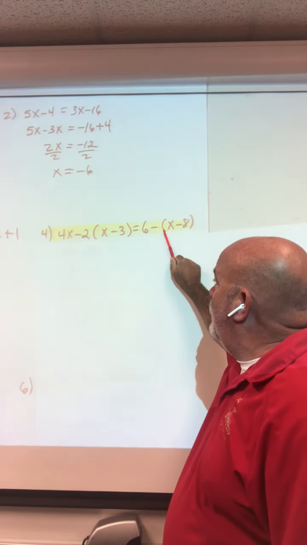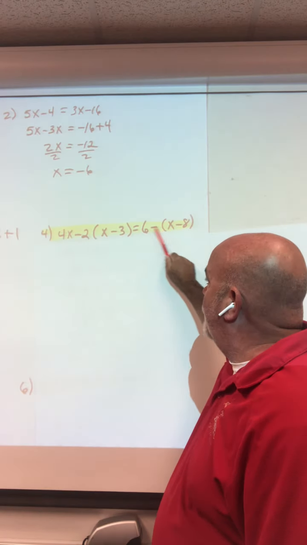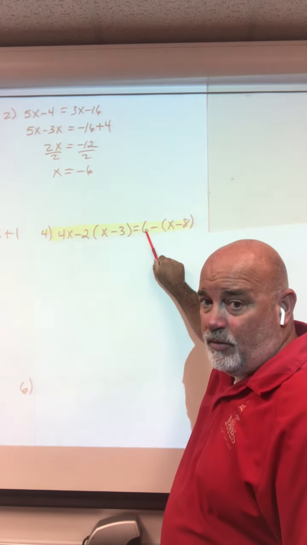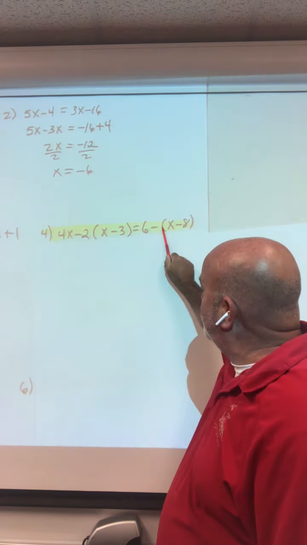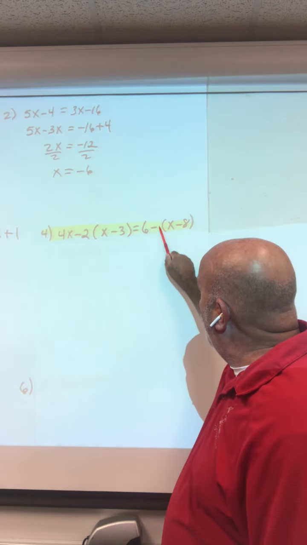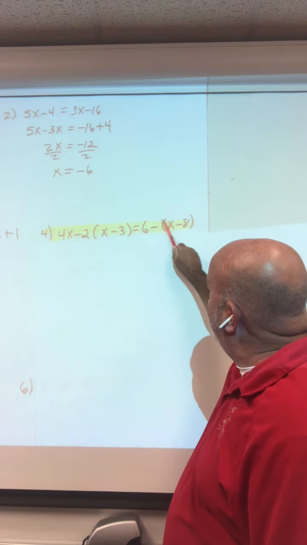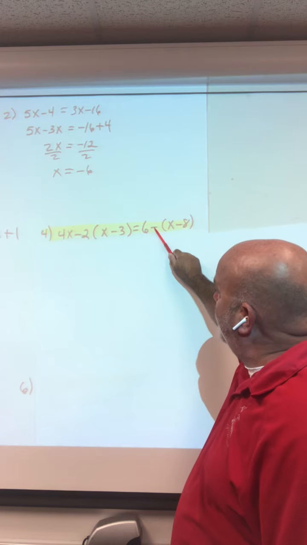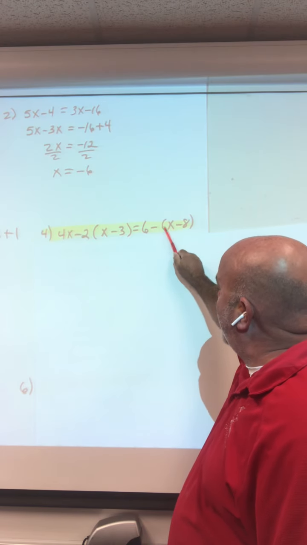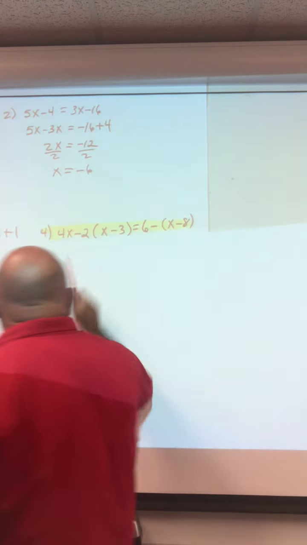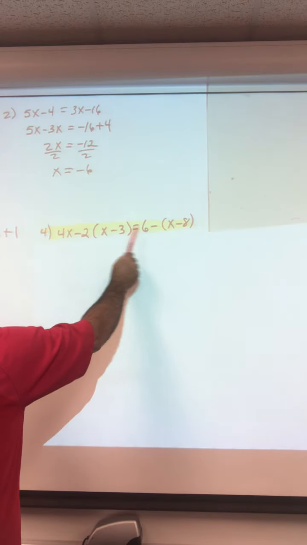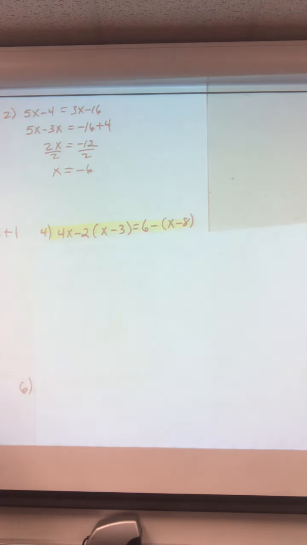Grouping symbol. What's in front of the grouping symbol? A 6. No, that's not what's in front of this grouping symbol. A negative 1. So you're not distributing with the 6. You're distributing with a negative 1 times what's in here. All right, so I'm going to distribute here and distribute with that negative 1.